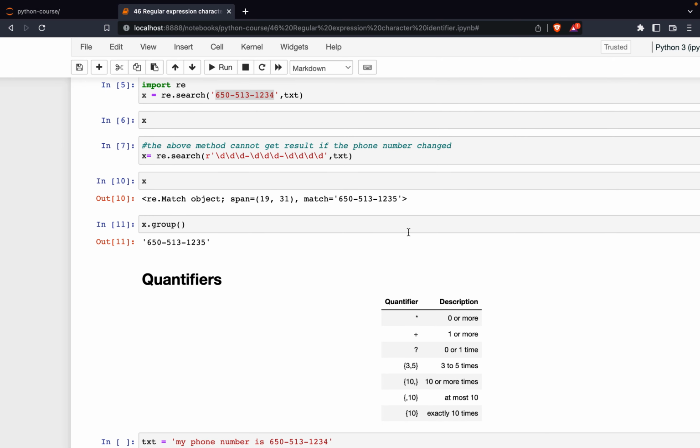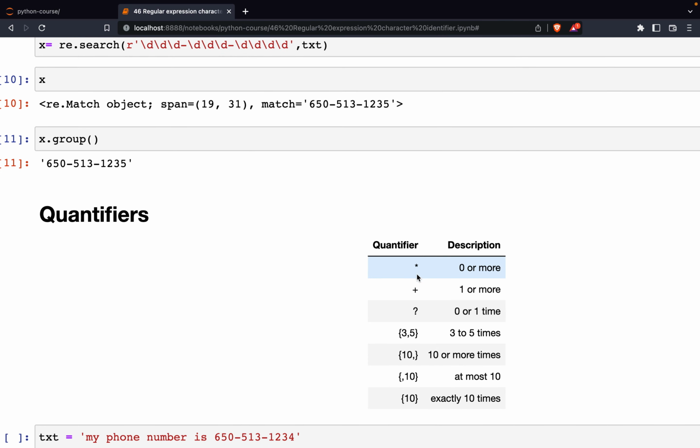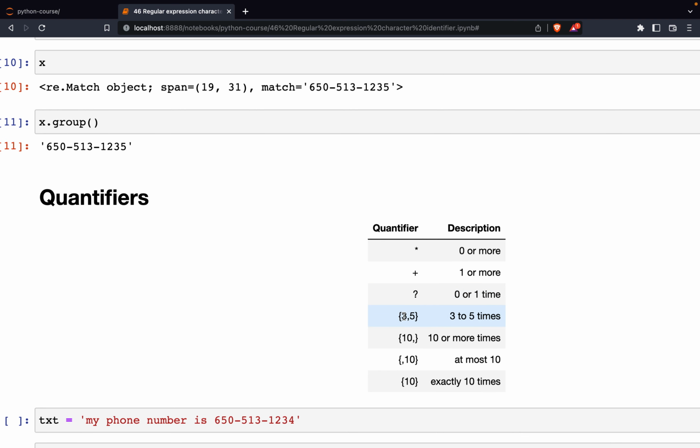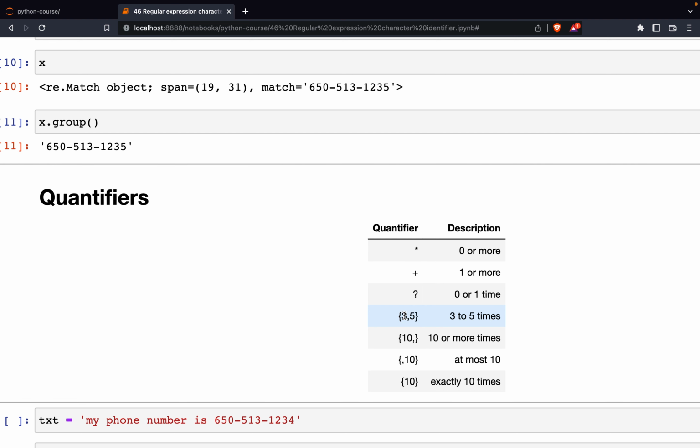Now we go to the quantifiers. For the quantifiers, there are a few symbols. For example, the star means zero or more. Plus means occur 1 or more times. A question mark means it can happen 1 time or not happen at all. And in curly brackets, you can put the numbers that you want. For example, this is from 3 to 5, so this is 3 times to 5 times. And if this is 2, then this is 2 to 5 times.